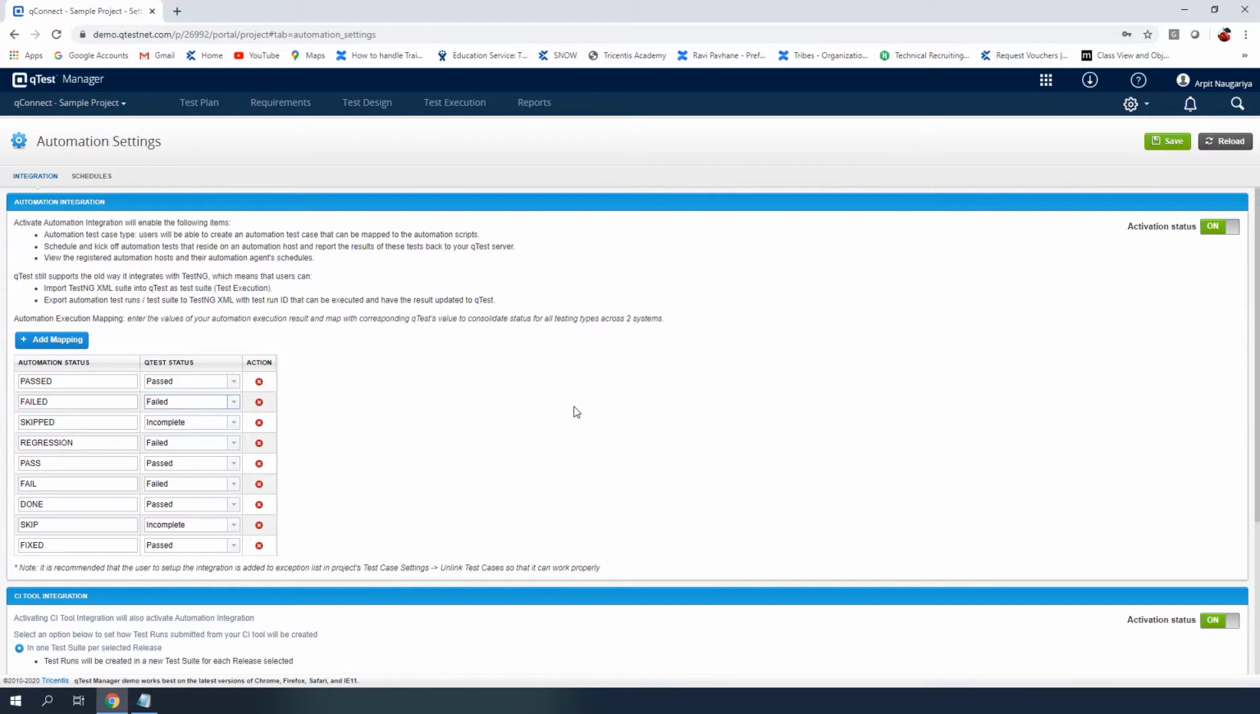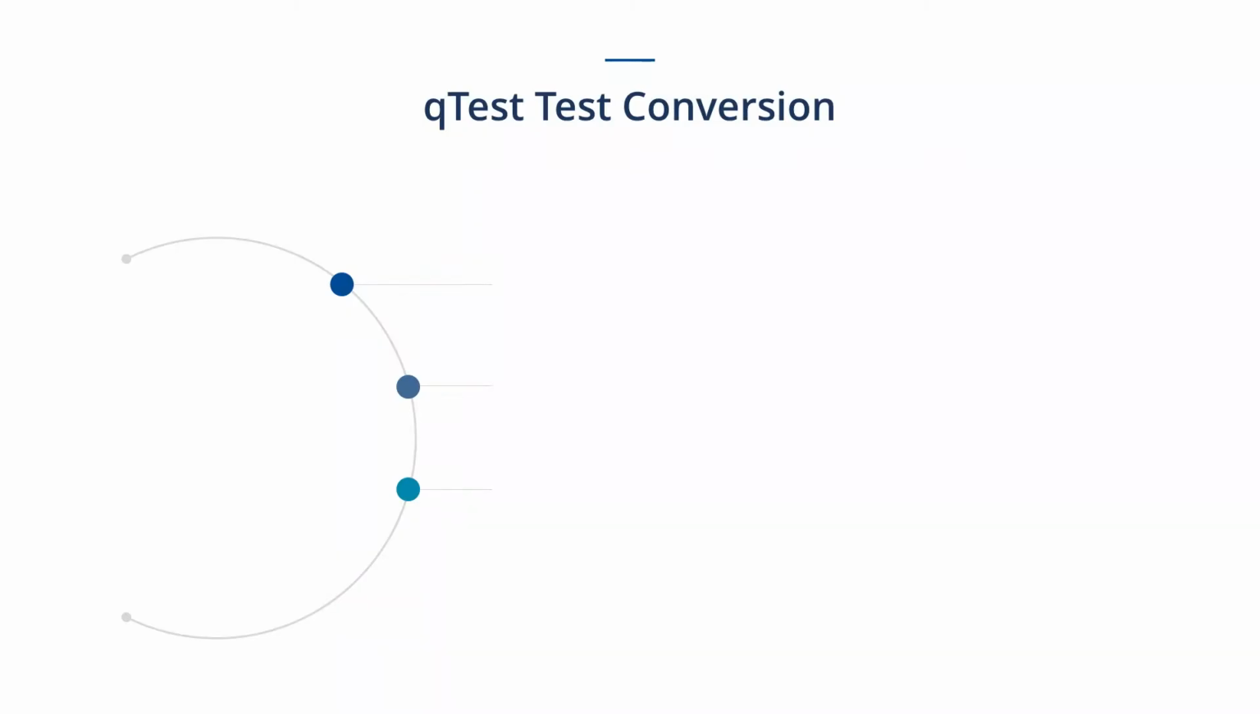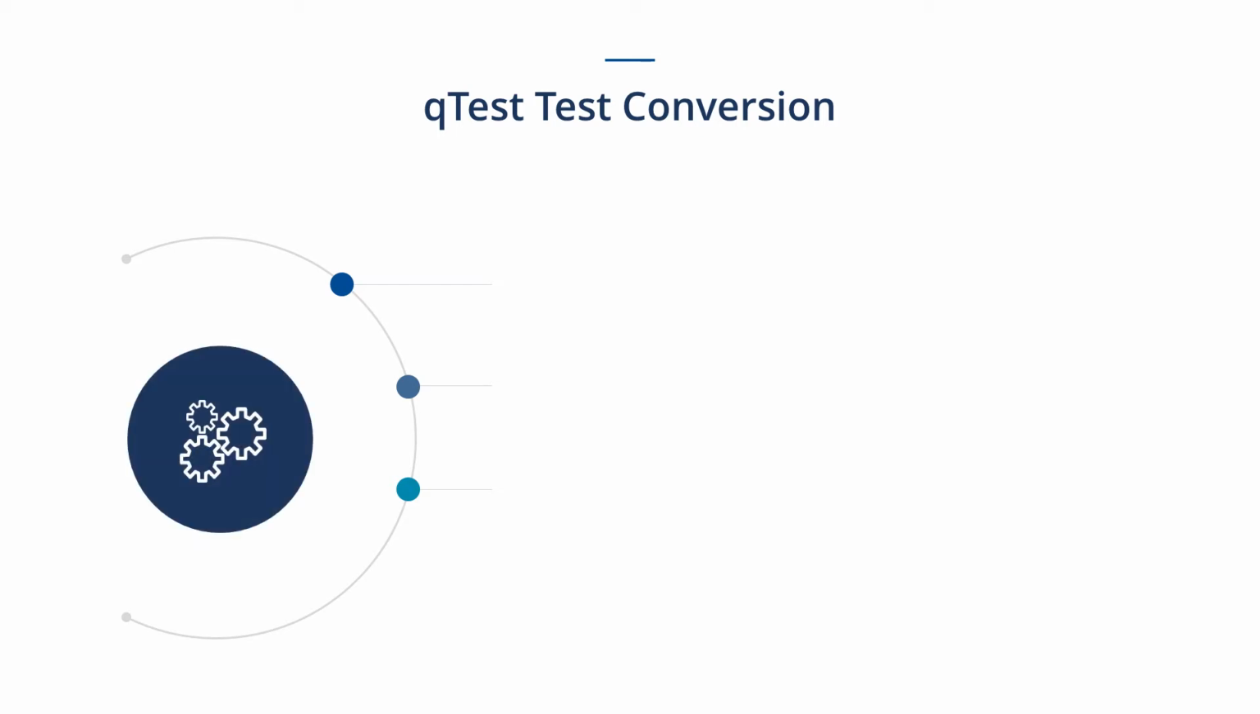Once you have turned on the automation integration setting and completed your automation execution mapping, you are ready to get started. There are multiple ways to convert manual test cases to automated test cases in qTest. The first step, however, is to adjust the necessary settings. This involves connecting the automation host.